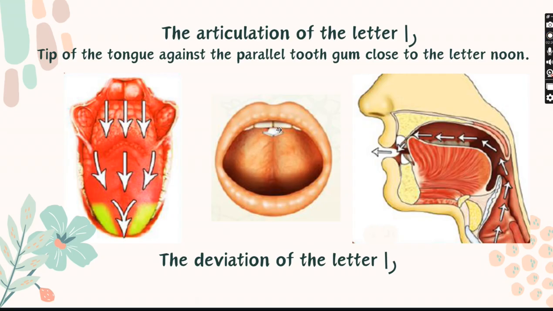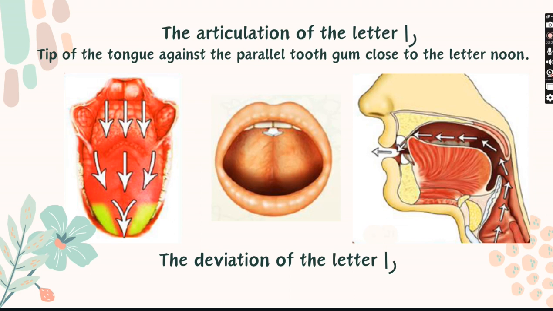But what do I leave here? I leave a small opening. So this means that the tip of the tongue does not collide against the parallel tooth gum, but it leaves this small opening for the letter Ra to be pronounced. So when I say ar, I will notice that the tongue touches here and here, left and right, but in the middle, just in the middle, there is a very small opening.